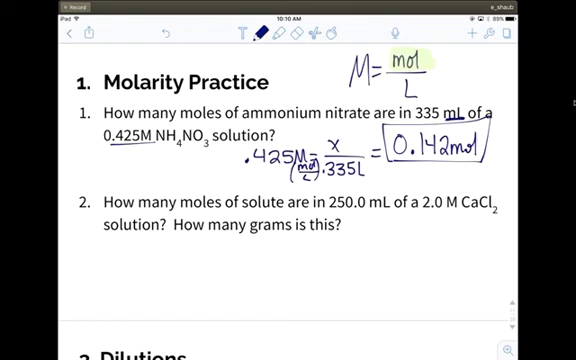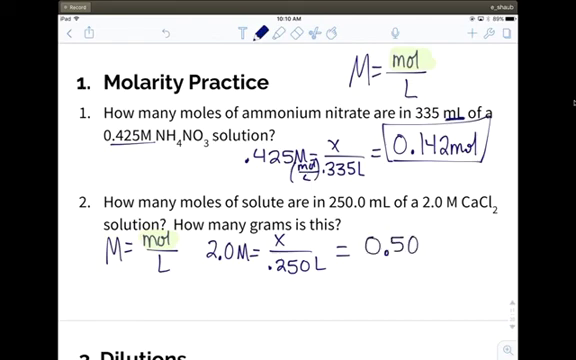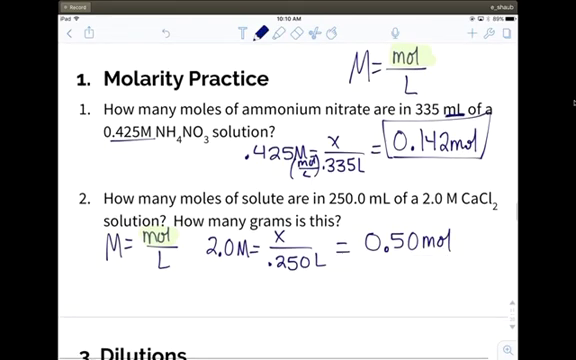So this one says how many moles of solute, which would be calcium chloride, are in 250 milliliters of a 2 molar calcium chloride solution. So using the same equation, we're going to start with the same process and solve for moles. So I know that I have a 2.0 molar solution. I'm solving for moles, so we'll just put that as X over 0.250 liters. So when I do that and multiply to get X, I would get 0.50 moles. So I have half of a mole.